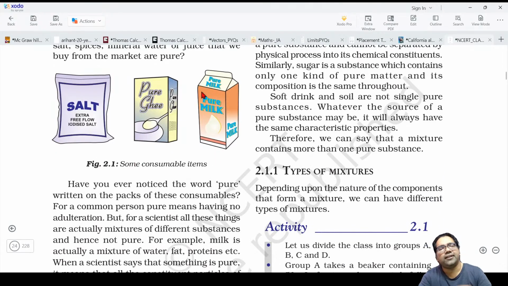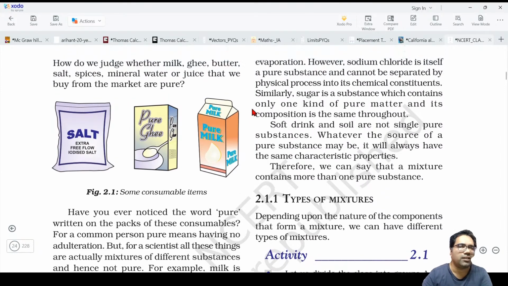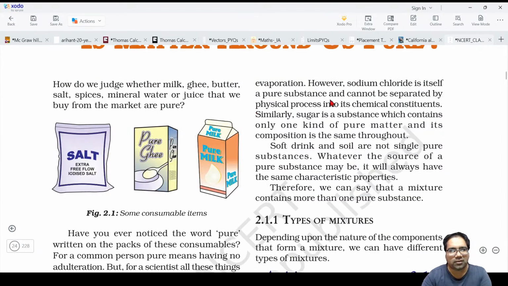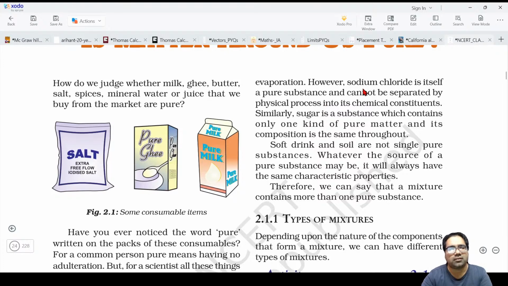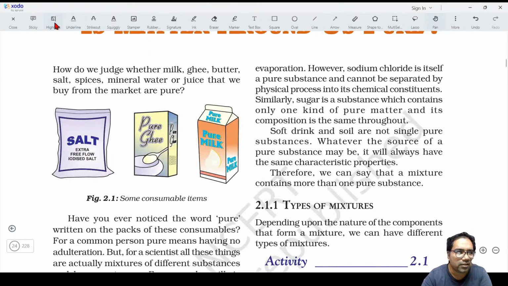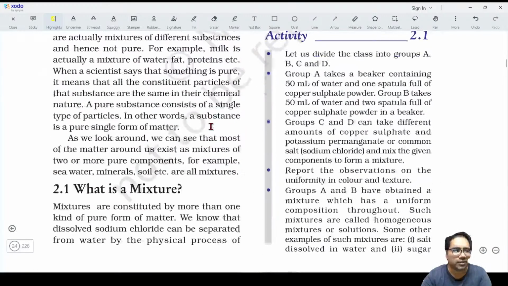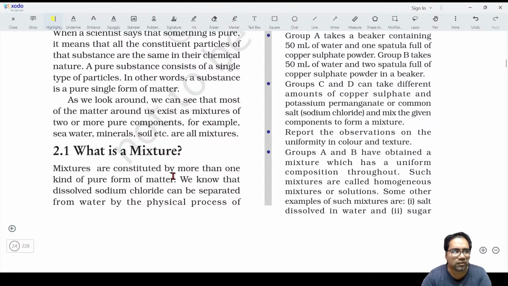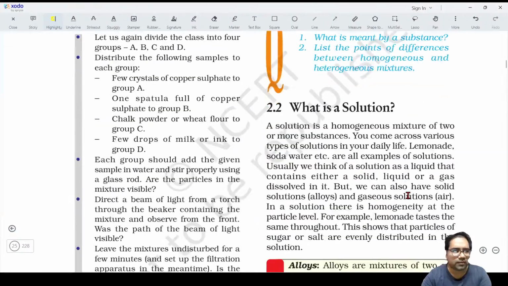The way we define pure in English is different from what chemistry defines. In chemistry, a pure substance consists of a single type of substance only. A pure substance cannot be separated by physical process into chemical constituents. Okay, this is the definition. Pure substance you cannot separate. Okay, what is a mixture? More than one kind of pure substance. Okay, ma?